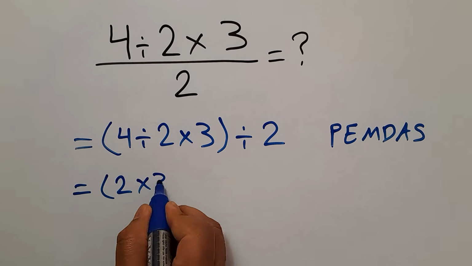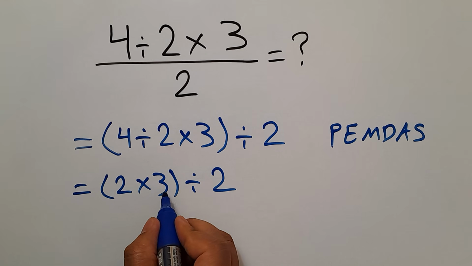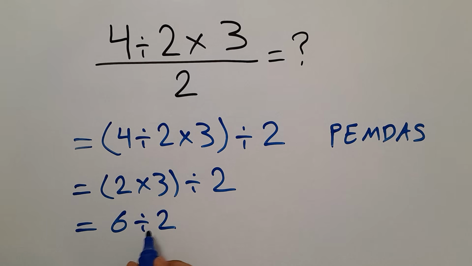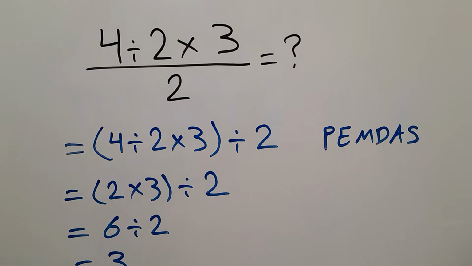2 times 3, then divided by 2. And 2 times 3 equals 6. So 6 divided by 2, and this is equal to 3. So our final answer to this problem is just 3.